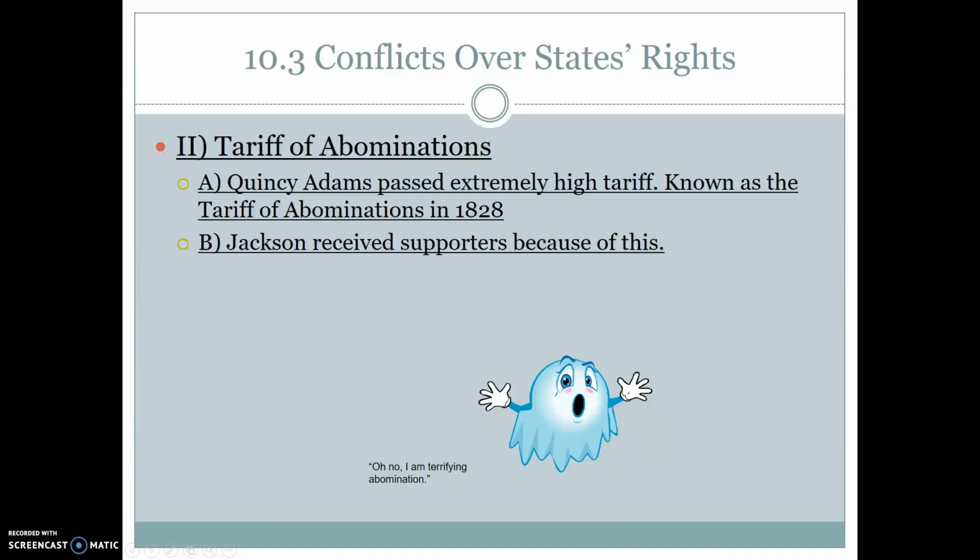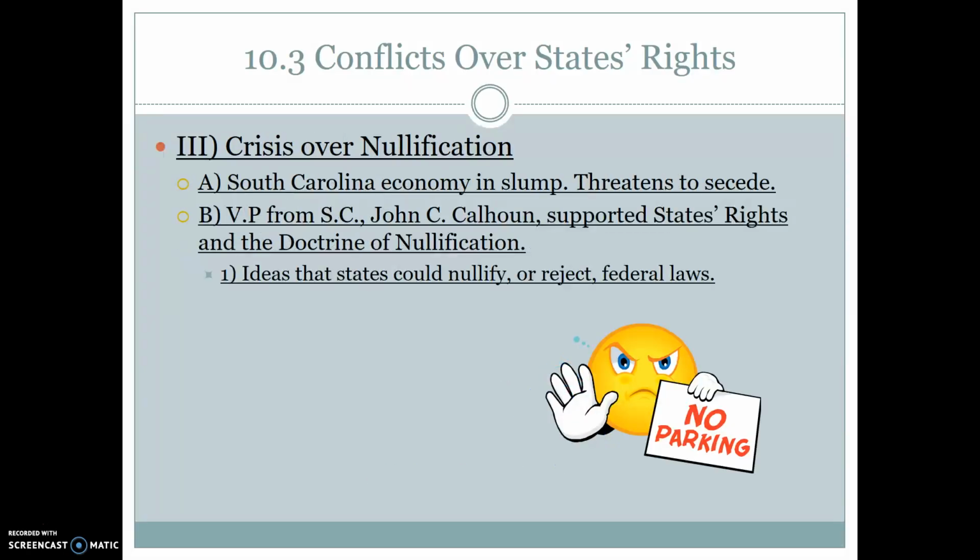So we get back to the Tariff of Abominations. As John Quincy Adams leaves office, he has Congress pass an extremely high tariff, which the South and Jackson's supporters will begin to call the Tariff of Abominations. So we have a major issue. We have an extremely high tariff, which is going to really hurt the South, especially since South Carolina's economy is in a major slump at this time.